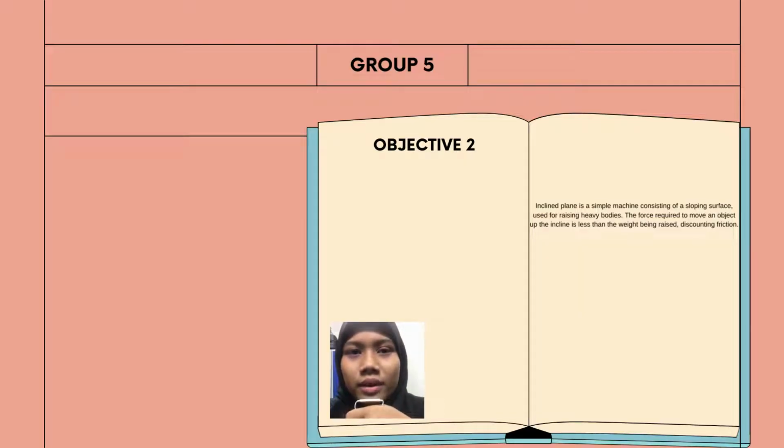An inclined plane is a simple machine consisting of a sloping surface used for raising heavy bodies. The force required to move an object up the incline is less than the weight being raised, discounting friction.